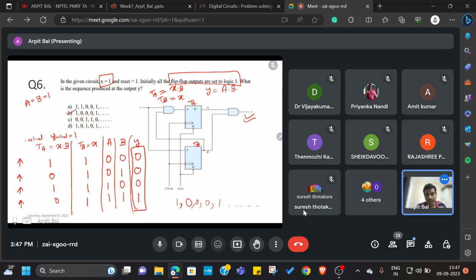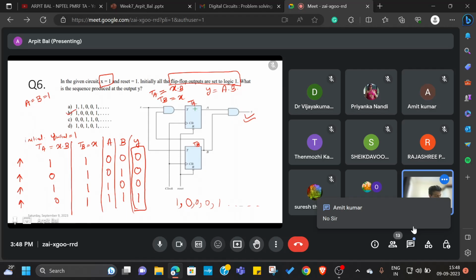Okay, is this question clear, or does anyone have any doubt in this question? Let me know if you have any doubt. Else we can proceed to the next question, that is question 7.